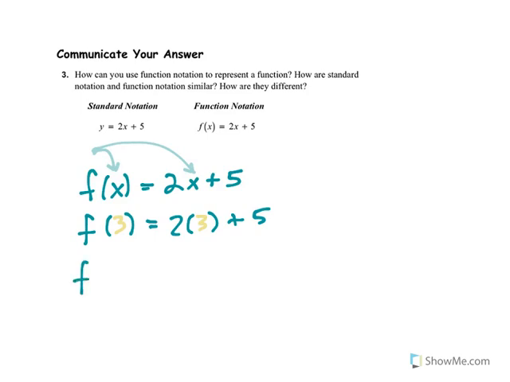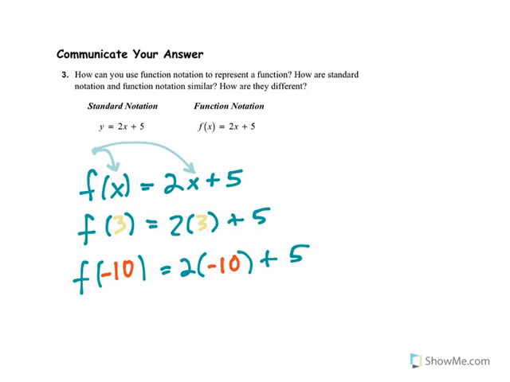Okay, so let's try another one. f of, say, negative 10. So if we do f of negative 10, then that means negative 10 is going to go in for x. Okay, so that's how we use function notation to represent a function. It's basically whatever you put in, whatever you input, you will have an output.